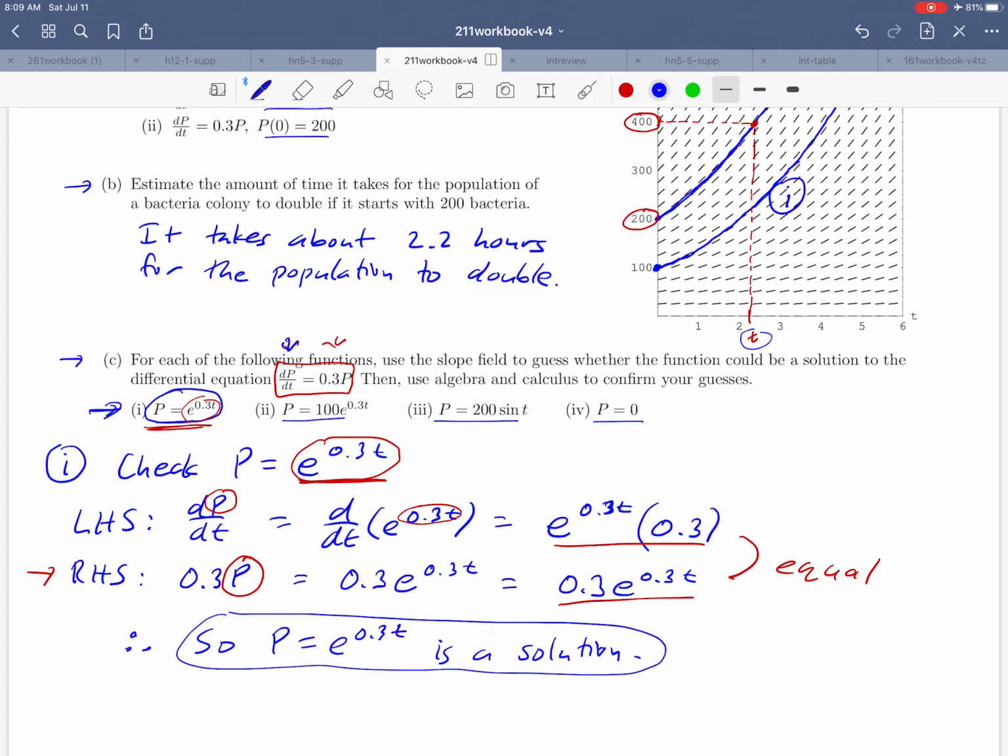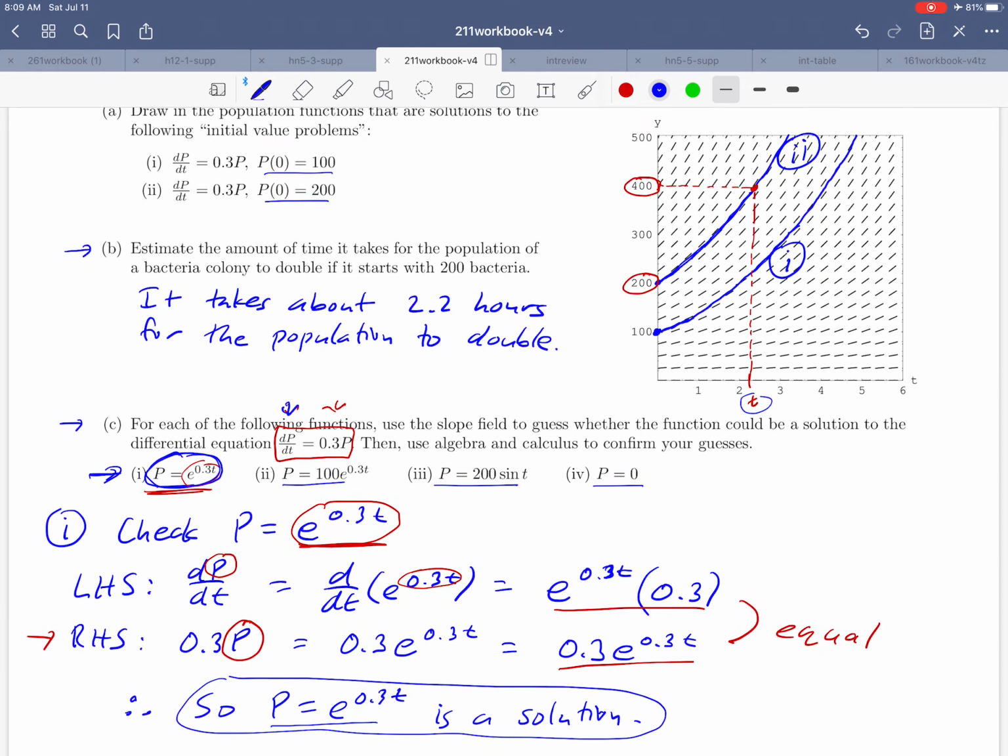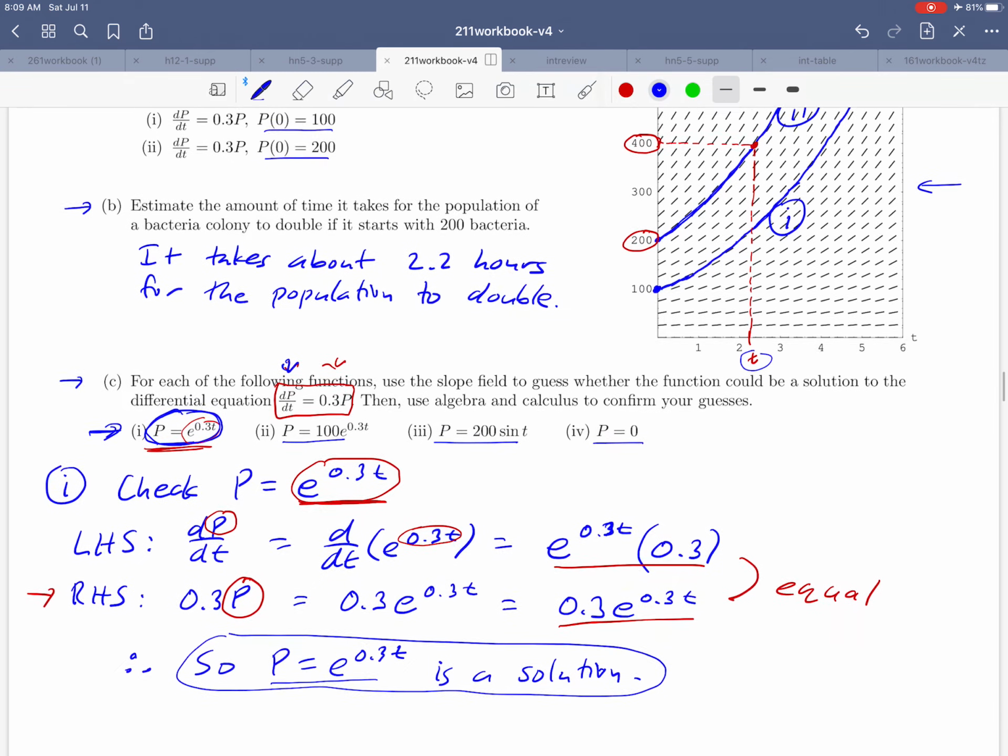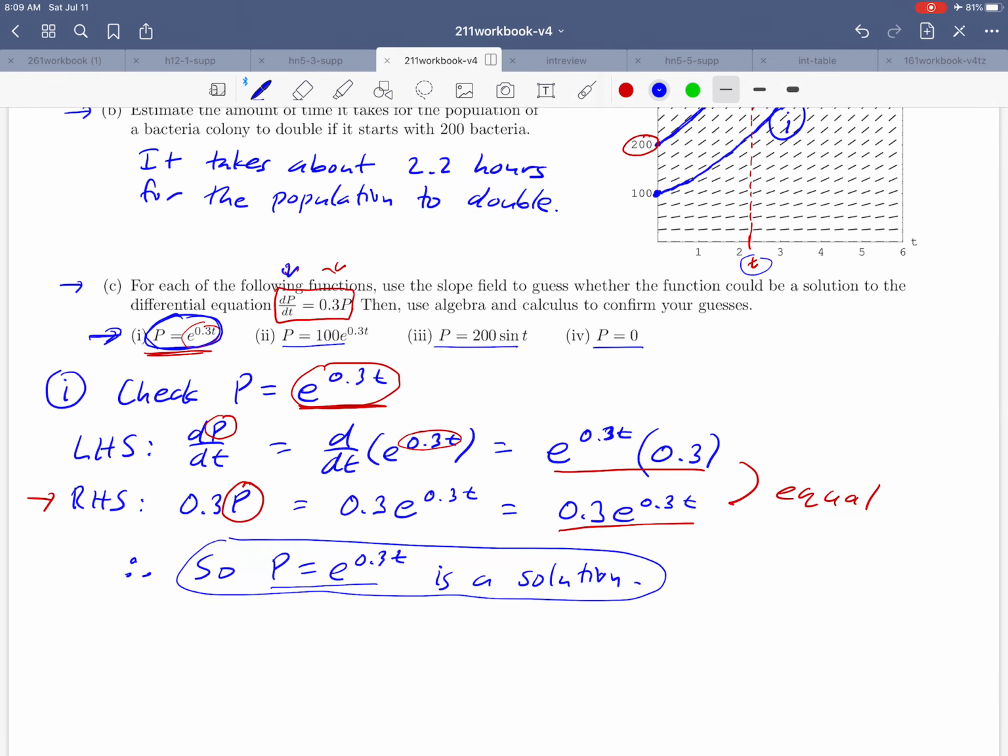So, I don't know what you guessed. I asked you to take a guess as to whether you thought that this curve might be a solution. If you answered yes, you might have noticed that if you were to graph this function, it has an increasing and concave up shape. It's an exponential function, and that type of curve fits into this slope field. So graphically, it seems plausible that that might work. Okay, so we have checked one of the four. Let's move on to the next one.